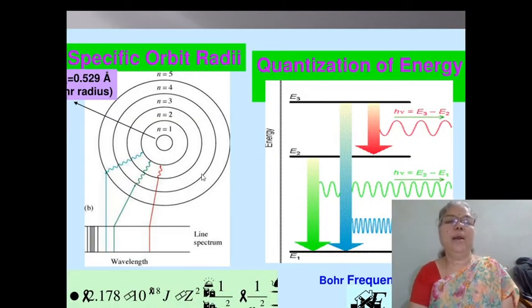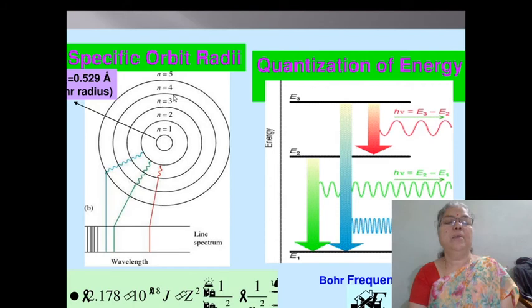All of you are very well aware of Bohr's atomic structure, and these are the certain specific orbit radii. For n equal to 1, n is the principal quantum number. As n increases, the radius goes on increasing, and when the electron jumps from higher energy to lower energy, we have the line spectrum. This diagram shows the quantization of energy.